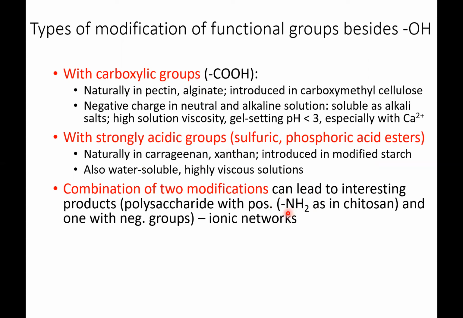I told you we can isolate chitosan or make chitosan out of chitin from shellfish waste. That has an amino group here, and it can be charged positive. So we can have a gel with a negative and a positive component and form ionic networks. Very nice.